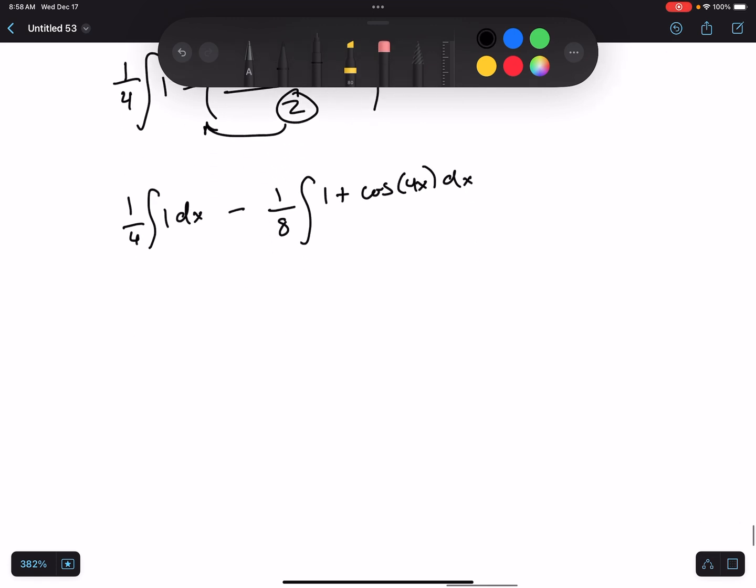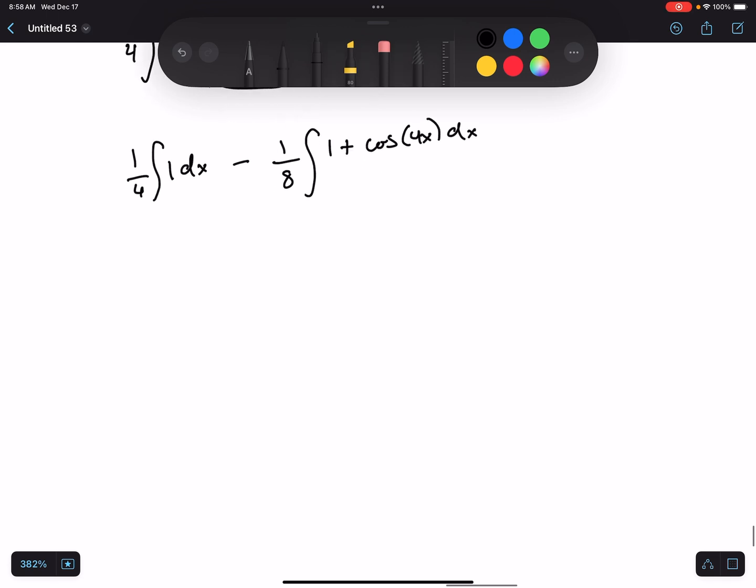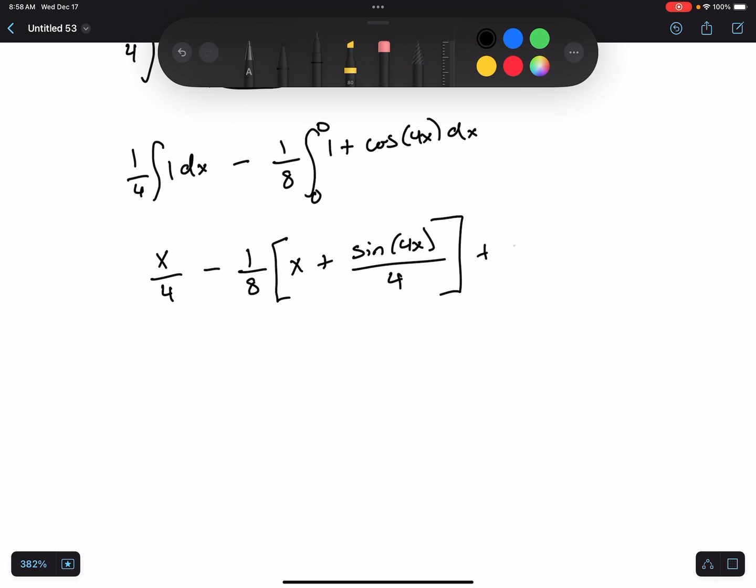And finally now we're ready to integrate. Of course, the integral of 1 with respect to x is just x, times 1/4 is x over 4, minus now, we'll kick a 1/8 out front. The integral of 1 with respect to x, once again, is just x, plus the integral of cosine 4x with respect to x is simply sine 4x over 4. And because we're dealing with indefinite integrals with no limits or bounds here, we must add a constant at the end.